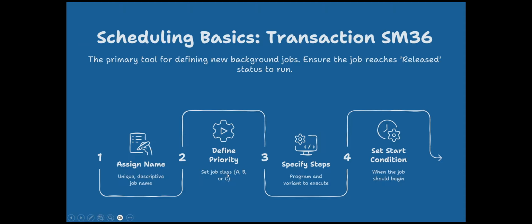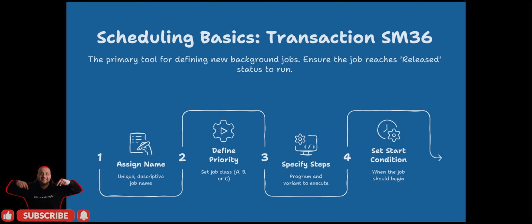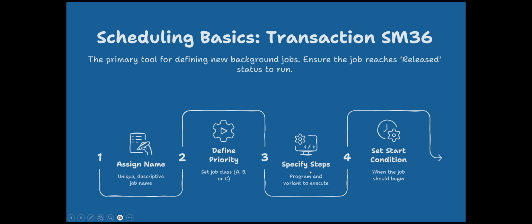Then define the priority. This is also important. Set job class A and B. SAP has provided a provision where you can set a job class A, B, and C based on your priority. And then specifying the steps. This is very important. Here you're going to tell the system which program you want to run in the back end, and the variant also. That we will see here in the third step.